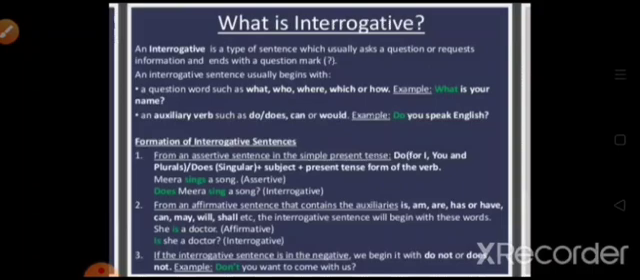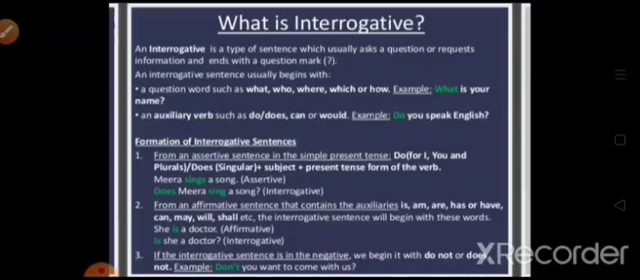Now in this image you can see an interrogative sentence usually begins with a question word such as what, who, where, which or how. For example, what is your name? Or an auxiliary verb such as do, does, can or would. Example, do you speak English?